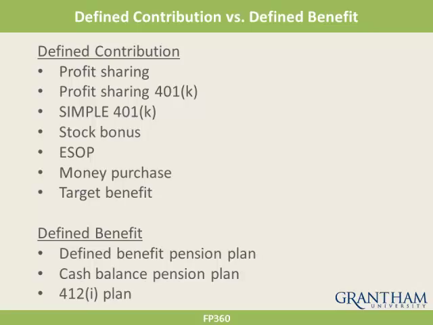In the defined benefit plans, the employer is responsible for the investment performance. There are no individual accounts. It's one large commingled account. And the employer is responsible for putting into the plan each year the amount that the actuary says is needed to keep on schedule to provide all the promised benefits.